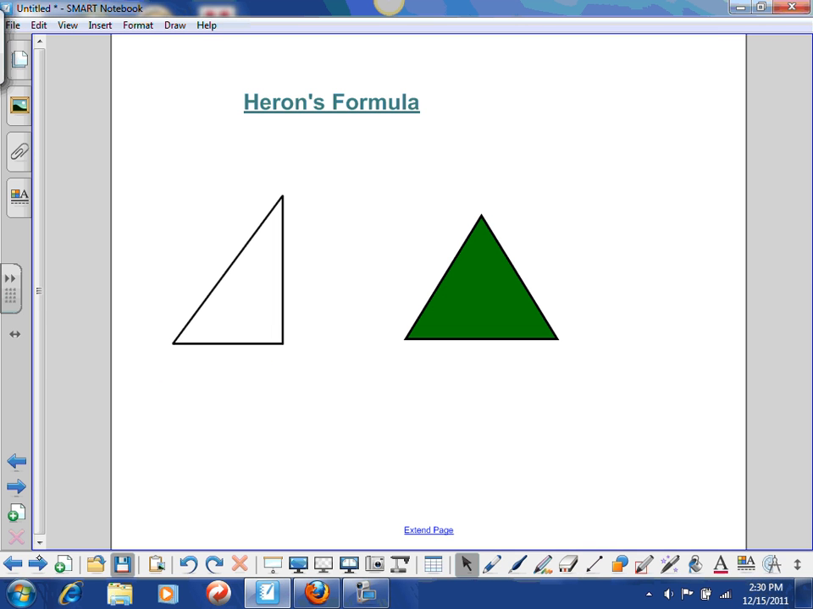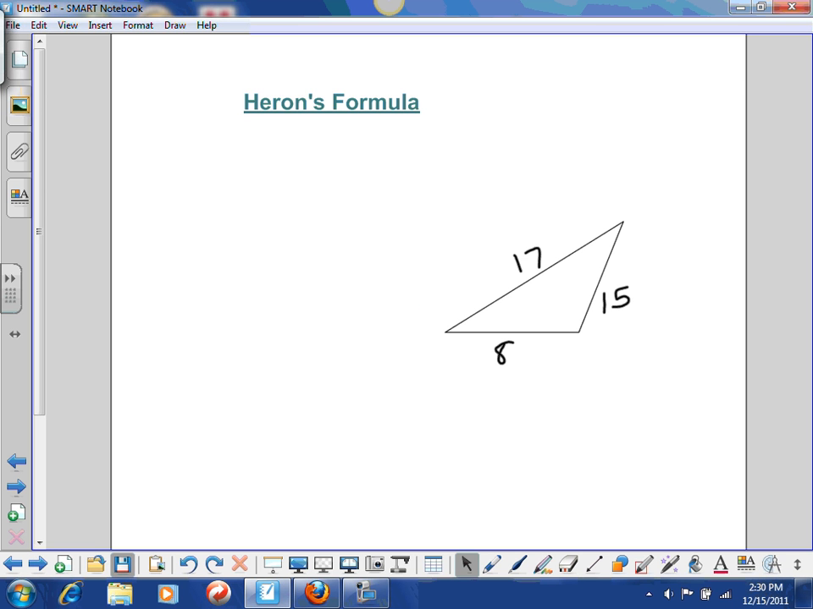But what if our triangles are different angles? This one's an equilateral, and we don't know the height. Well, let's go on, and once again, my dimensions are off. So let's look at this triangle with side lengths of 8, 15, and 17.